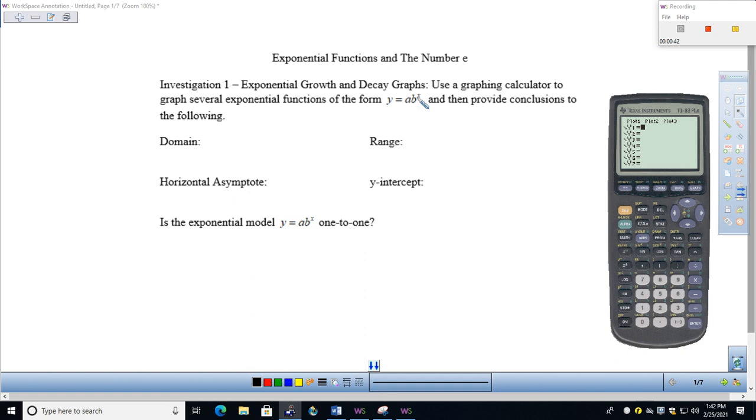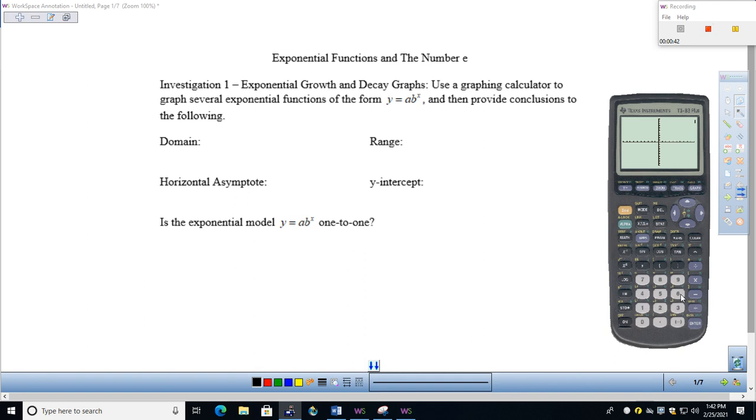So here's a good one just to start with. So I'm going to do 1 times 2 raised to the x. So a is 1, b is 2, and I'm just going to go ahead and hit zoom and number 6, and hopefully something pops up there. There we go. And we see our first exponential growth curve.